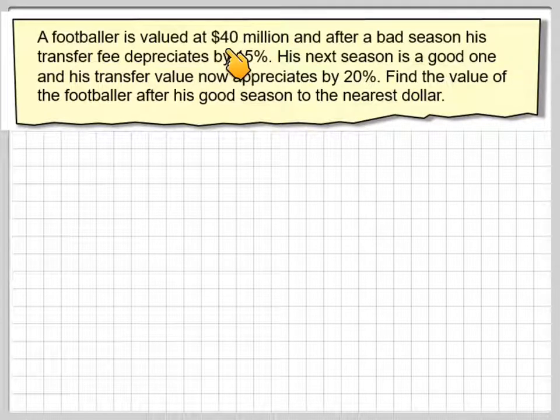So what's going to happen? His transfer fee is going to go down one season, and then the next season it's going to go up. So it's going to go down 15% on that one, and then it's going to go up 20% on the answer to the previous one. So let's have a look at this problem.